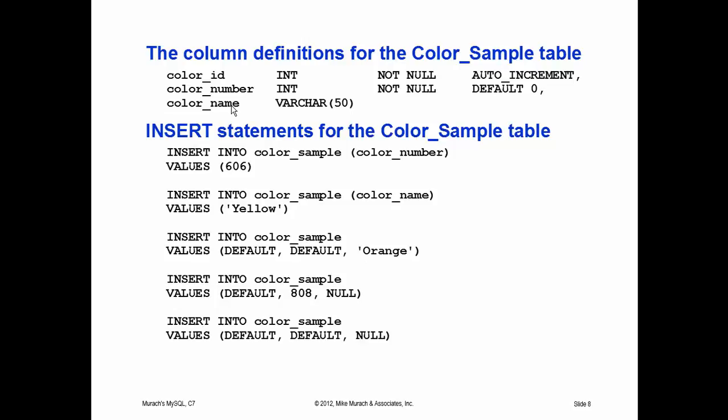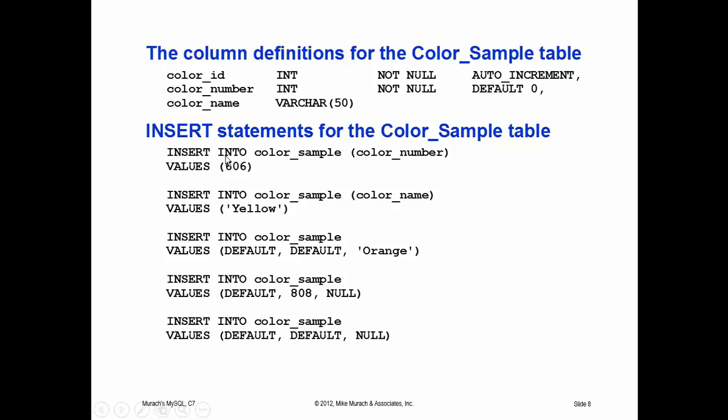Now you'll notice in this case, this is a very good example on the slide right here. We have 3 fields in our color sample table. The first one is an auto increment field, and since it's auto increment, we do not have to put in anything for it. We can just leave the primary key out. And the second one is the color number. Notice it defaults to 0.